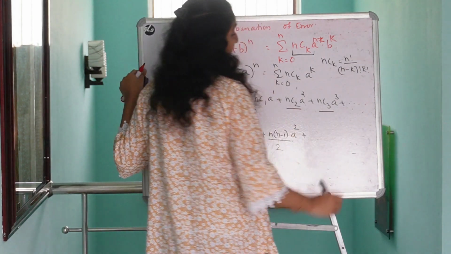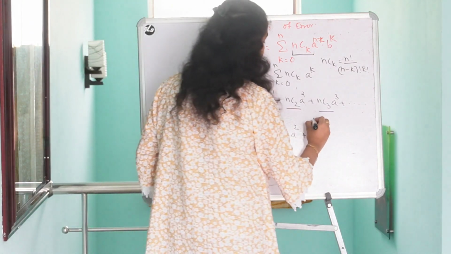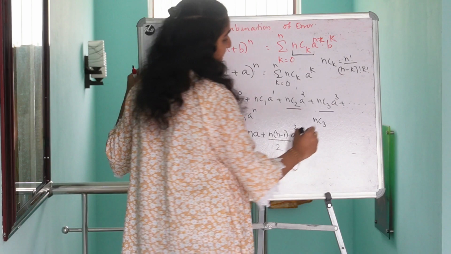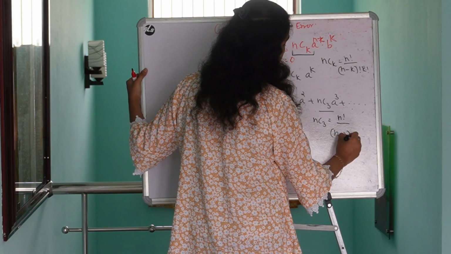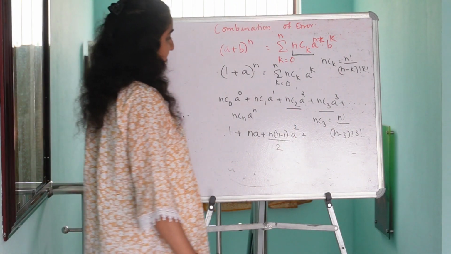Let's find what nC3 is equal to. Let's find one more term, what is nC3 equal to, so you can understand it properly. Yes. So nC3 is equal to n factorial divided by n minus 3 the whole factorial into 3 factorial. Is it clear? Yes.